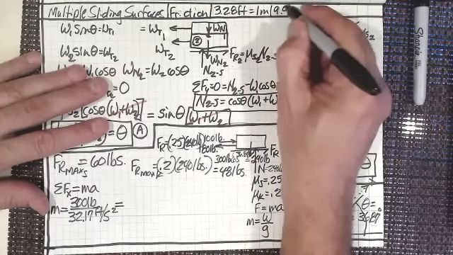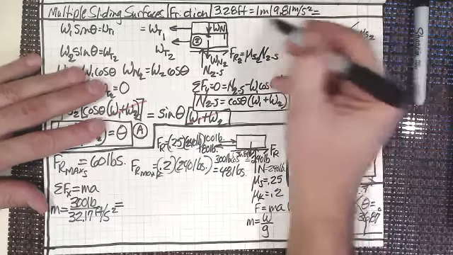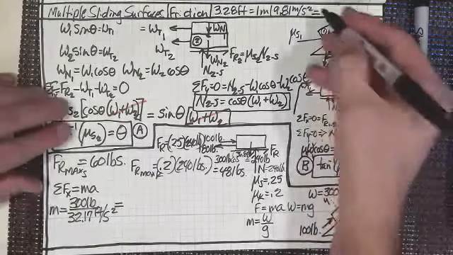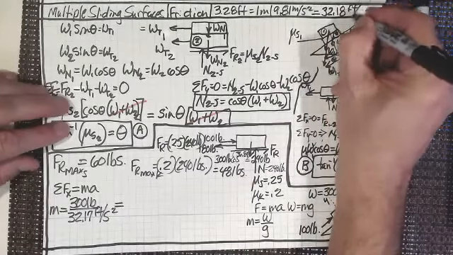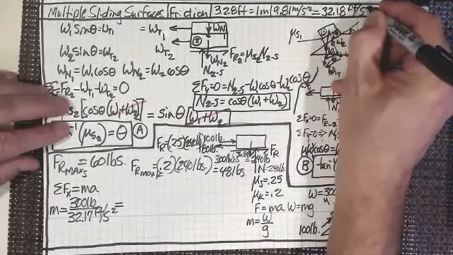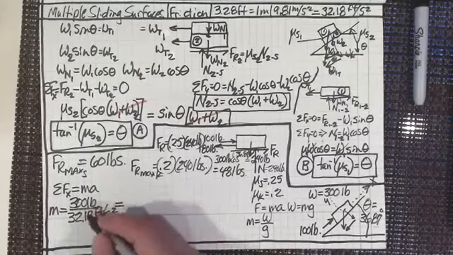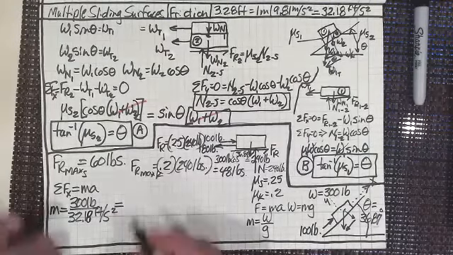So 9.81 meters per second squared equals, let's just multiply that by 3.28. 3.28 times 9.81 is 32.18 feet per second squared. You see how that works? So that's right. So 300 pounds divided by that, 300 divided by 32.18, I get 9.32.